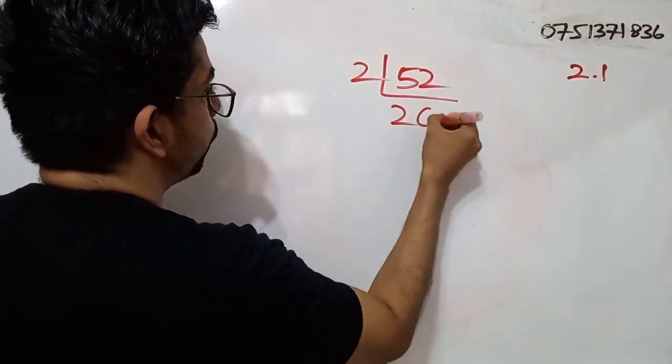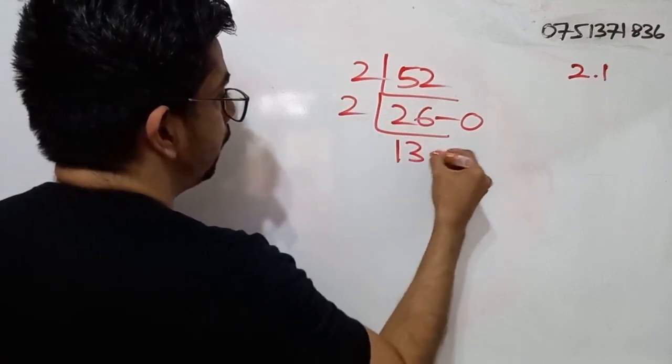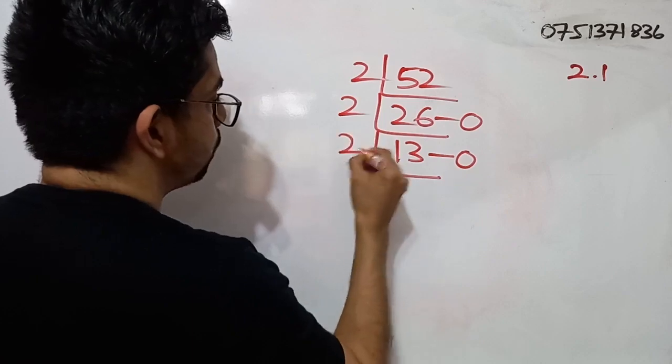So 52 we will divide this by 2. So we will get 26 and no remainder. Again we will divide this by 2. 13 and no remainder. Again we will divide this by 2.